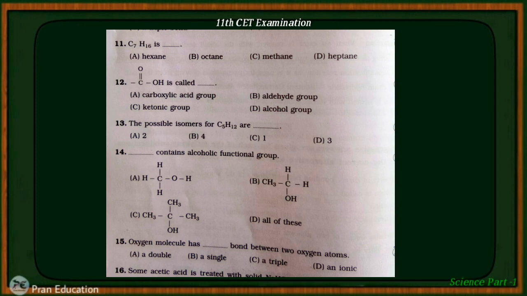Thirteenth, the possible isomers for C5H12 are: options A 2, B 4, C 1, D 3. The correct option is option D, 3. Fourteenth, dash contains alcoholic functional group. Options: A, B, C, D and all of these. The correct option is option D, all of these. Fifteenth, an oxygen molecule has dash bond between the two oxygen atoms. Options: A, a double. B, a single. C, a triple. D, an ionic. The correct option is option A, a double.